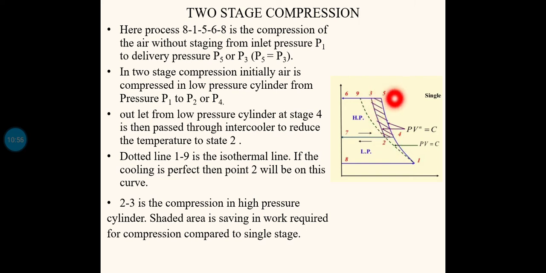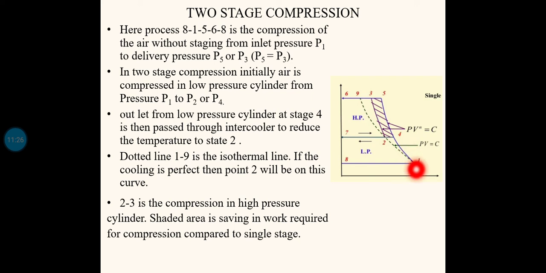You can see that there is another point 5 here. P3 equals P5 also, since it is a horizontal line, a constant pressure line. So if it is done in a single stage compression, what is happening? The compression will be from point 1 to point 5 directly along this curve. This is again a compression curve, PV raised to n is equal to constant. If the compression from initial pressure P1 to final pressure P5 or P3 is done in a single stage, then this will be the curve.